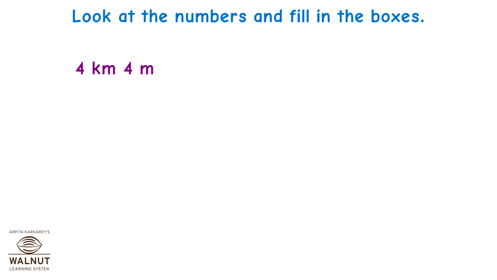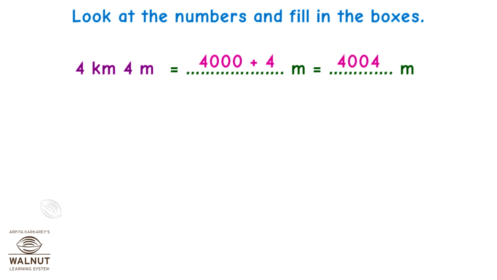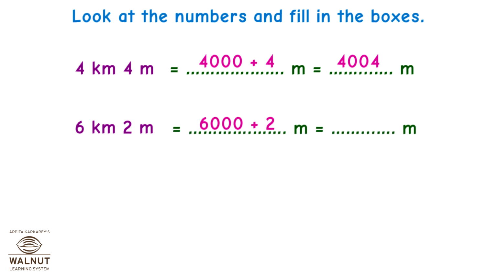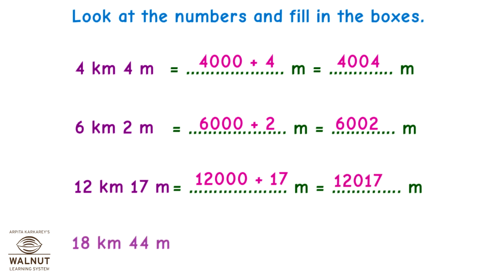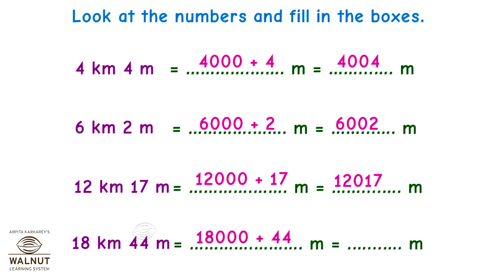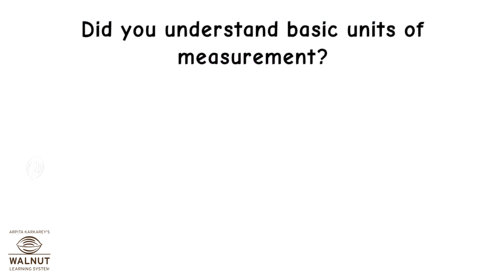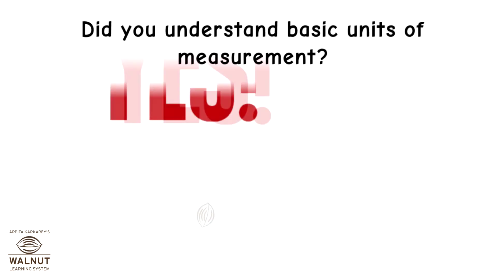4 km and 4 m is equal to 4,000 plus 4 m, which is equal to 4,004 m. 6 km and 2 m is equal to 6,000 plus 2 m, which is equal to 6,002 m. 12 km and 17 m is equal to 12,000 plus 17 m, which is equal to 12,017 m. 18 km and 44 m is equal to 18,000 plus 44 m, which is equal to 18,044 m. Did you understand basic units of measurement?